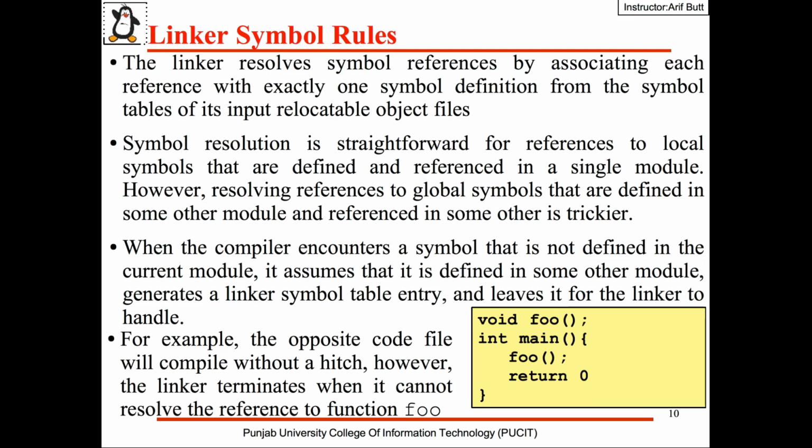When the compiler encounters a symbol that is not defined in the current module, it assumes that it is defined in some other module and generates a linker symbol table entry and leaves it for the linker to handle. For example, the code snippet over here will compile without any error or hitch. However, the linker will terminate when it cannot resolve the reference to this function foo, because the definition of this function is not available.